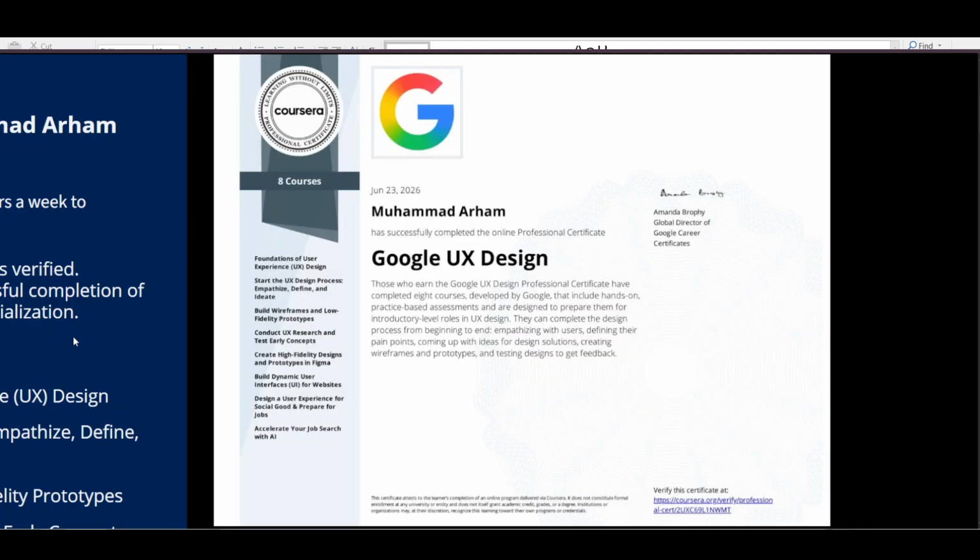Yeah, as you have seen earlier also, there's the main professional certificate, the Google UX design certificate. It had 8 courses: foundations of user experience, start the UX design process, build wireframes and low fidelity prototypes, conduct user research and test early concepts, create high fidelity designs and prototypes in Figma, build dynamic user interfaces for websites, design a user experience for social good and prepare for jobs, and accelerate your job search with AI. Okay, so this is the AI course which I was talking to you all about.